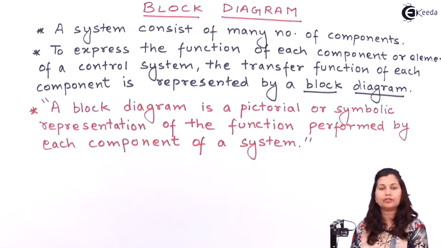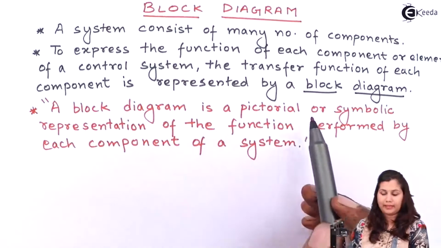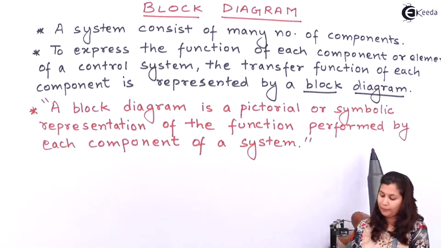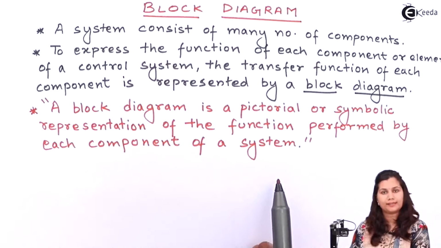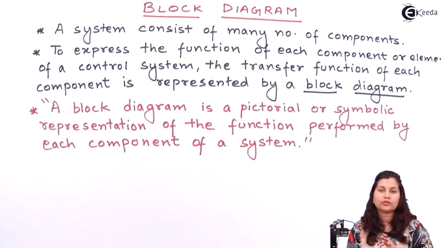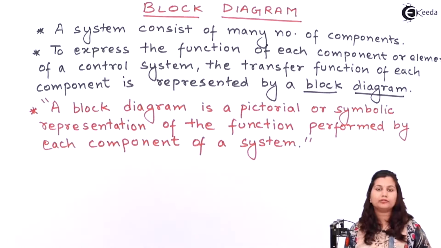So this is the definition of a block diagram. Let's see it again. A block diagram is a pictorial or symbolic representation of the functions performed by each component of a system. Now we have said that a system is having many components. So each component will be represented by a block diagram. That block diagram will show the functions performed by that component. And then the block diagrams of various components are connected together, and hence you will get the block diagram for a system.